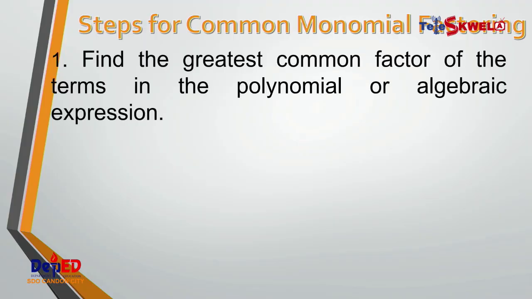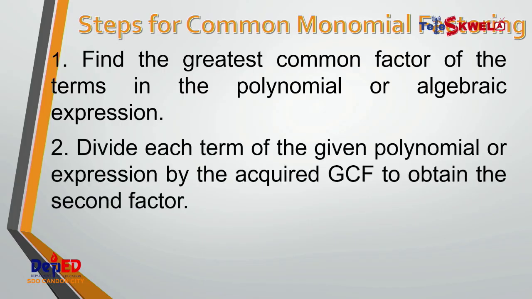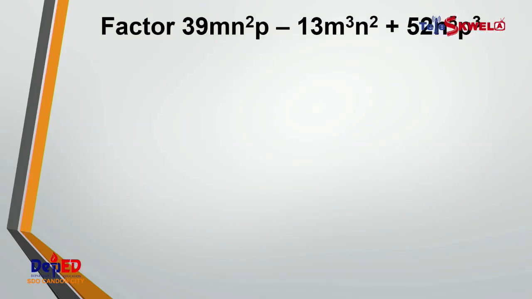First, find the greatest common factor of the terms in the polynomial or algebraic expression. This determines the first factor, which is the GCF. Second, divide each term of the given polynomial or expression by the acquired GCF to obtain the second factor. And third, express the polynomial as a product of the two acquired factors. Let us apply those steps in this example.